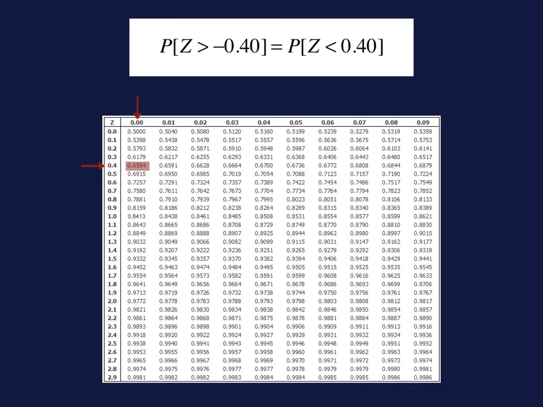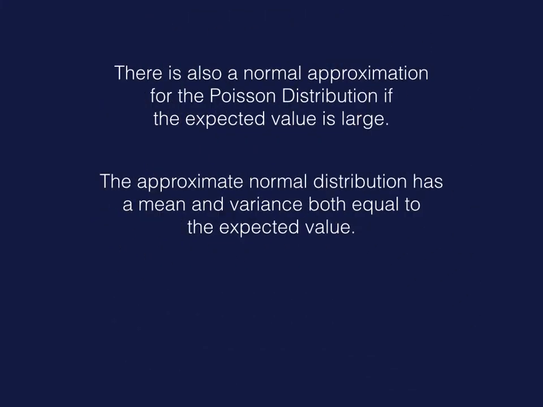Okay, and there's also a normal approximation for the Poisson. And it also depends on the expected value being large. So the expected value should be, as a rule of thumb, at least 30 to be safe. But the larger it is, the better the approximation is. And remember, in the Poisson distribution, the mean and variance are both the same. They're both the expected value, and that's going to be the mean and variance of the normal distribution.